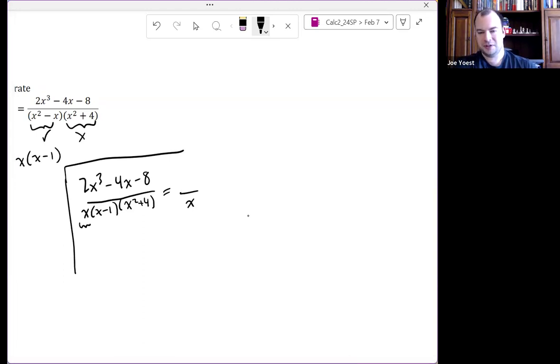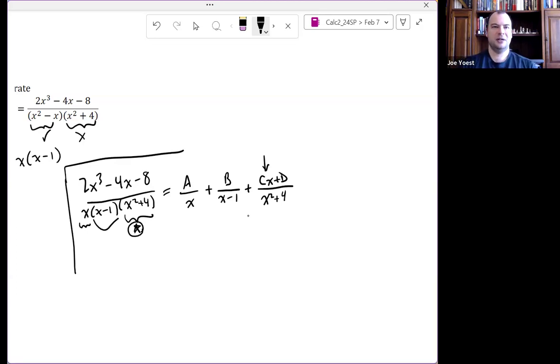we have A over x for our first factor. That's a linear. I'll put a constant on top that's 1 degree smaller. x minus 1 is the next factor. That's a linear. 1 degree smaller is a constant. x squared plus 4. That's a quadratic. 1 degree smaller is a linear. So don't forget that Cx term on the top. Again, just all these little details, one little misstep here or there can throw the whole thing off.